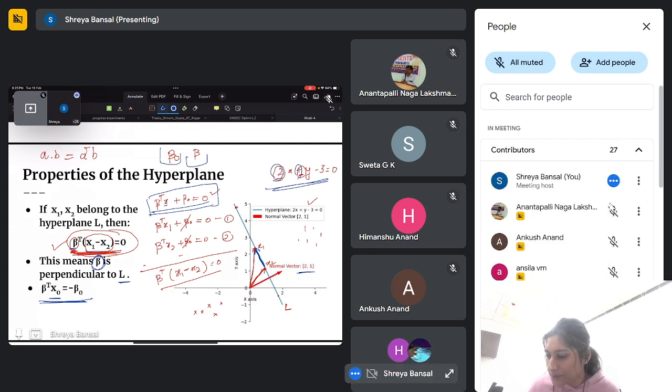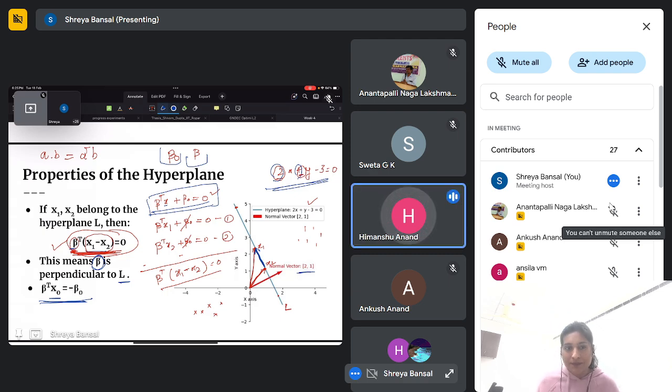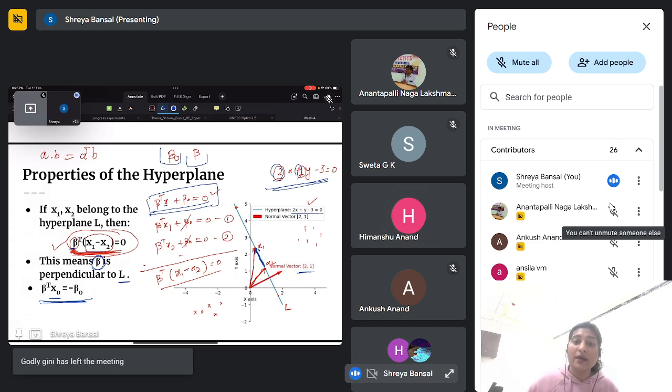Here, beta is a specific value which we have not known. Yes, beta is 2 and 1 here in this hyperplane. You know this equation is written 2x plus y minus 3 is equal to 0. We know x and y, but we don't know about 2, 1 and minus 3. The 2, 1 is beta and minus 3 is beta naught.